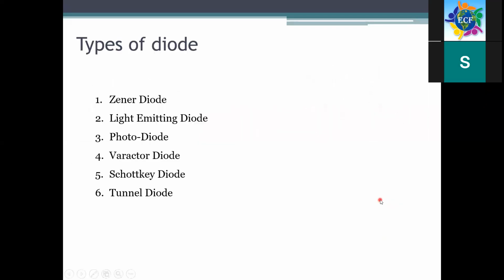Next is the types of diode. In addition to the basic diode, there are other kinds of semiconductor diodes which are manufactured for specific applications. First one is your Zener diode. Second one is your LED, that is your light emitting diode. Third one is the photodiode. Fourth one is your varactor diode. Fifth one is your Schottky diode. And the sixth one is your tunnel diode.